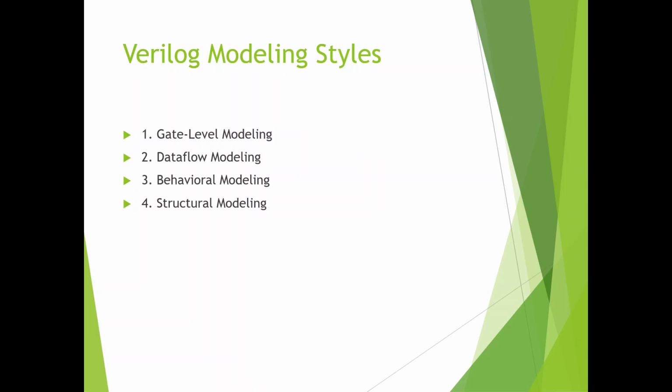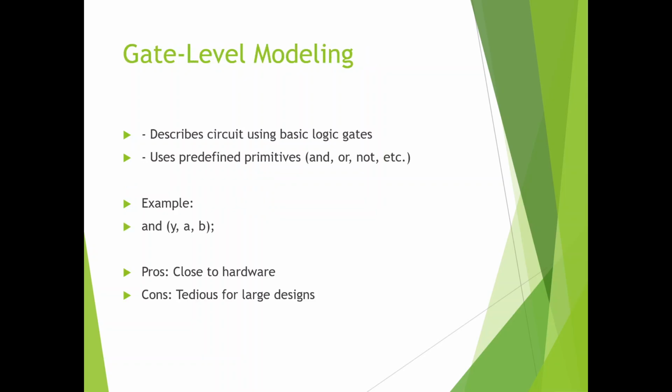Verilog modeling styles. It may be gate level modeling, second data flow modeling, behavioral modeling, or structural modeling. Gate level modeling describes the circuit using basic logic gates. It uses predefined primitives like and, or, not, etc. For example, here I have used the AND gate primitive, which is and. In brackets, first the output is defined, which is the Y of my gate, and then two inputs A and B. Pros: it is close to hardware. What we implement in the design will be implemented on the hardware. Cons: tedious for large designs, like ALUs and different modules or counters. Using the different types of gates, the design becomes more complex and very large.